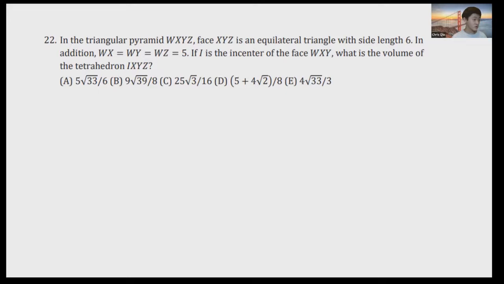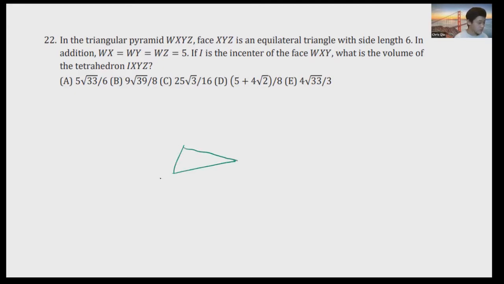So we're given a triangular pyramid, and this triangular pyramid is WXYZ. And we're told that face XYZ of this triangular pyramid has side length 6, and it's also an equilateral triangle. And in addition, we know that WX, WY, and WZ are all 5. And we want to find the volume of tetrahedron IXYZ, where I is the incenter of face WXY. So first we can note that the volume of the tetrahedron IXYZ, we can find it in terms of the volume of WXYZ. So let's first draw a picture.